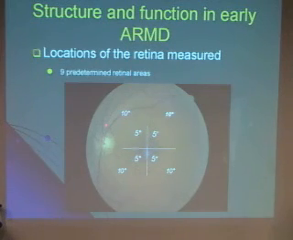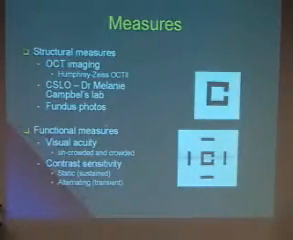In this preliminary study, we've been looking at very early ARMD. We've been measuring the function at different specific areas on the retina, which is sensitive to light at the back of the eye. So in the center of the retina and at four positions at 5 degrees in the side vision and then at 10 degrees in the side vision. So 9 points altogether. The structural measures we've been using are the OCT imaging, using the OCT2, which is commercially available, and the CSLO, which is being developed in the lab of Dr. Melanie Campbell, and also, as I said, the conventional fundus photos.